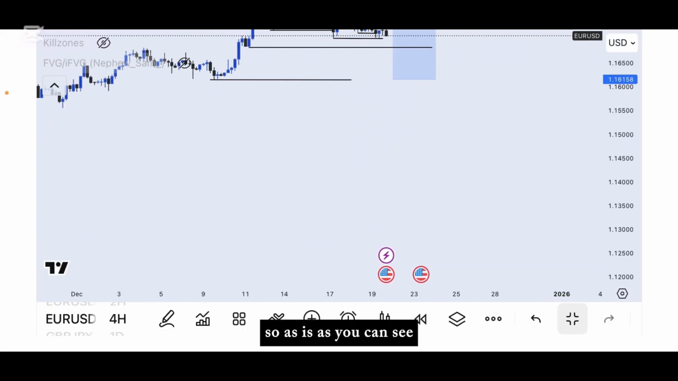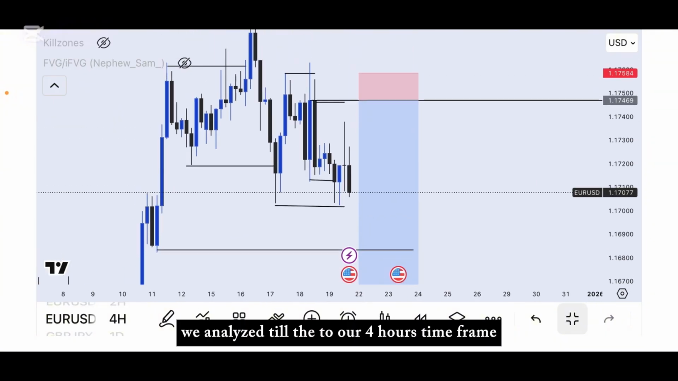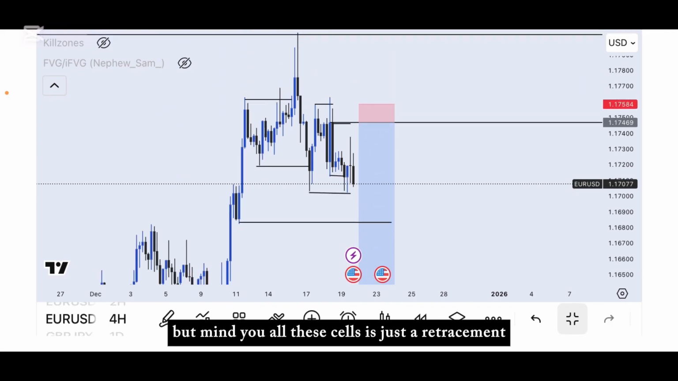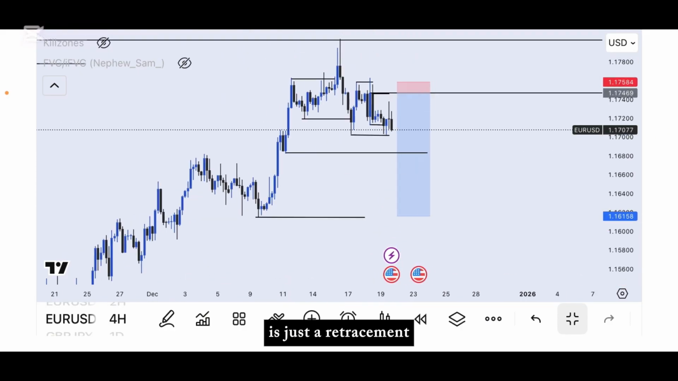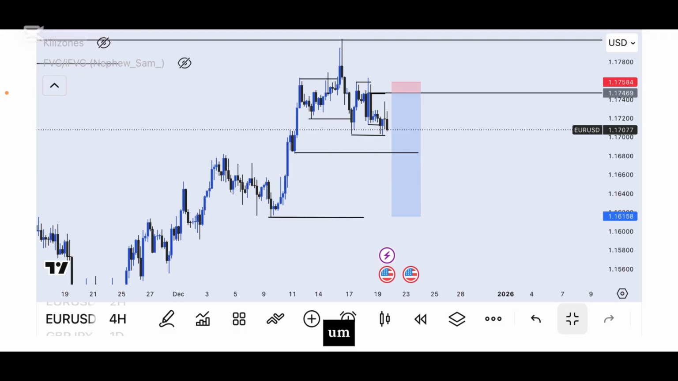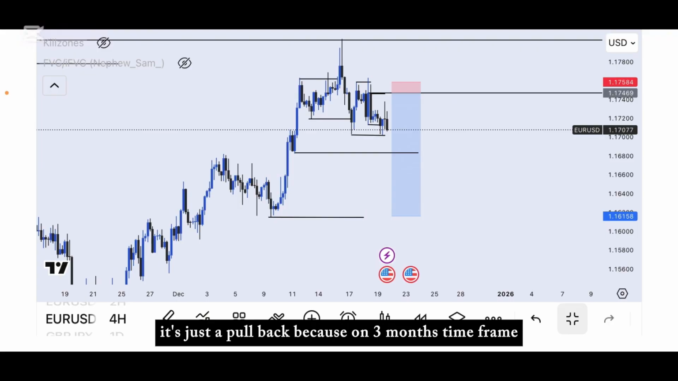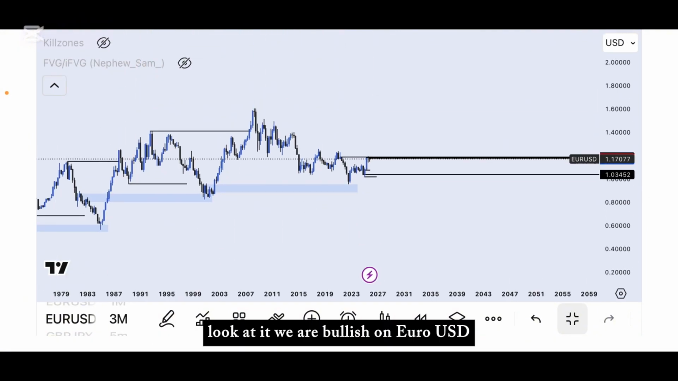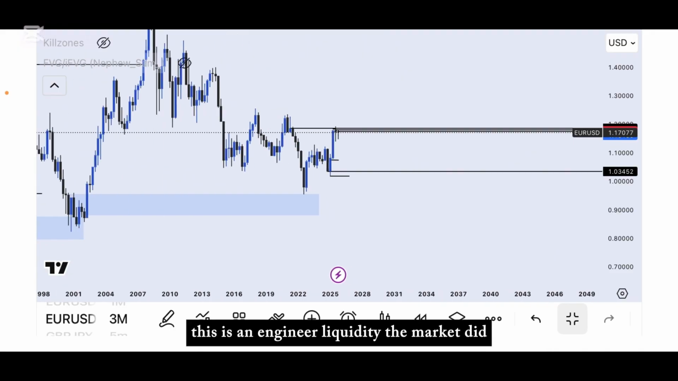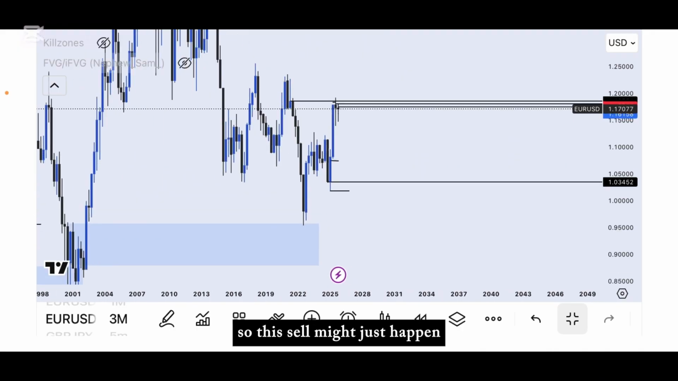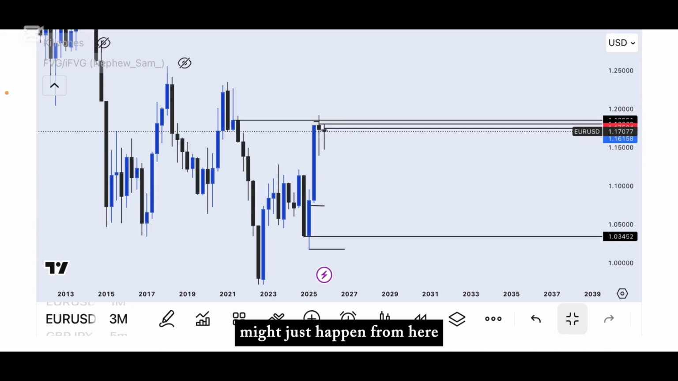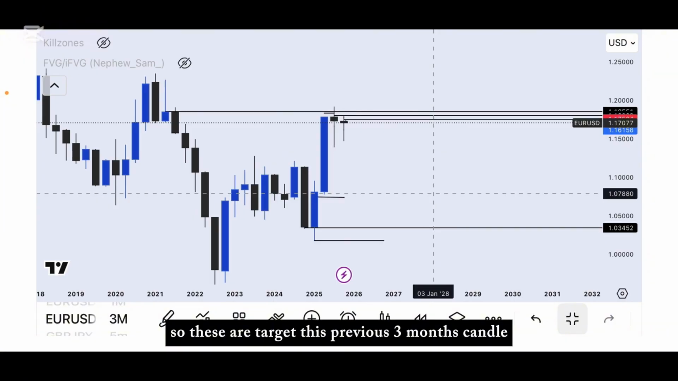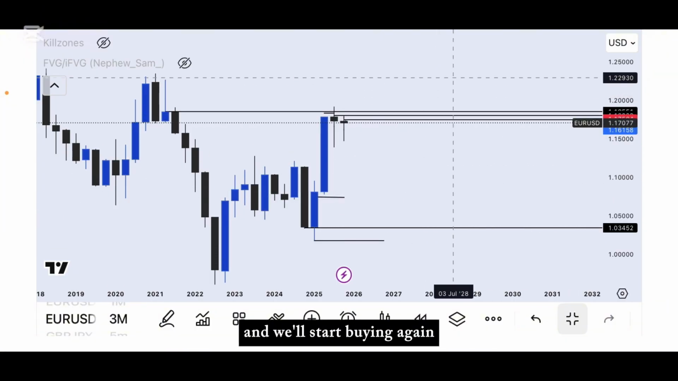So as you can see, we started from the 3 months time frame. We analyzed till our 4 hours time frame. But mind you, all these sales are just a retracement. It's just a pullback, because on the 3 months time frame we are bullish on Euro USD. Look at it, we are bullish on Euro USD. This is an engineering of liquidity the market did. So this sell might just happen from here to here. This is a target, this previous 3 months candle. We might just sell to this zone and we start buying again.